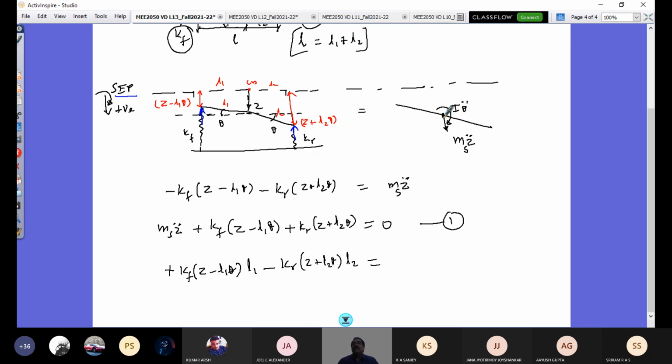On the other side, I have my rotational unbalanced moment, that is the effective moment, I theta double dot, where I is the mass moment of inertia.